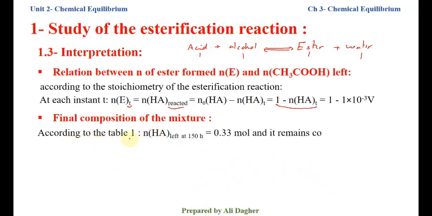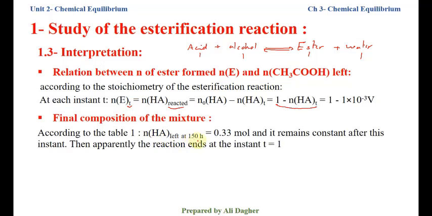According to table 1, the number of moles of HA left at T equals 150 hours equals 0.33. HA is the acid. The number of moles of acid left after T equals 150 hours equals 0.33 mole, and it remains constant after this instant. Then apparently the reaction ends at the instant T equals 150 hours. But experimentally, or in fact, does this time represent the end time or something other?